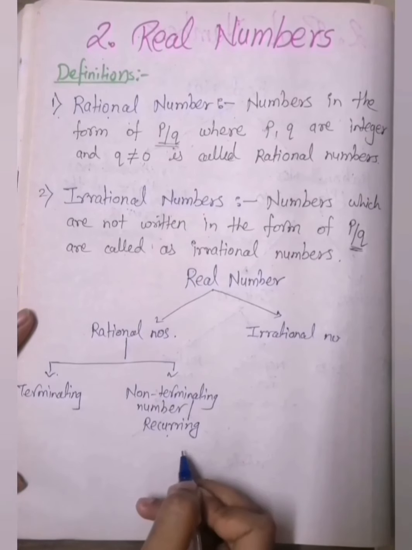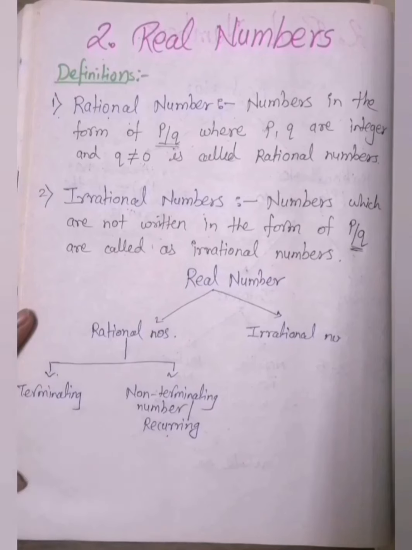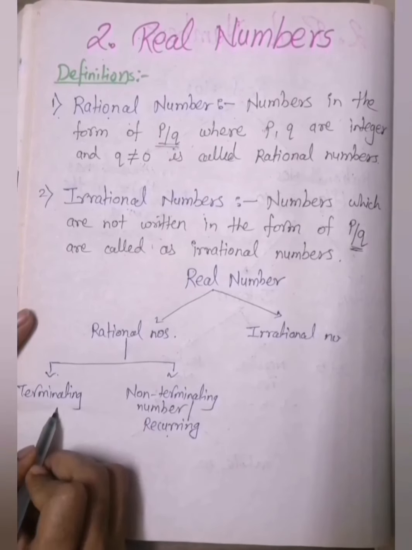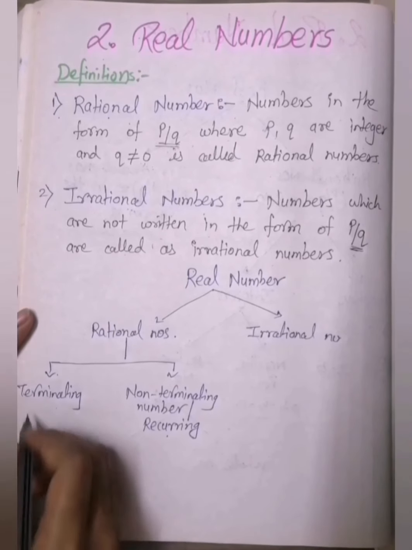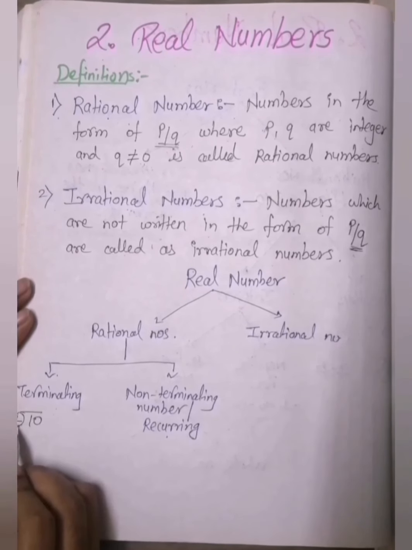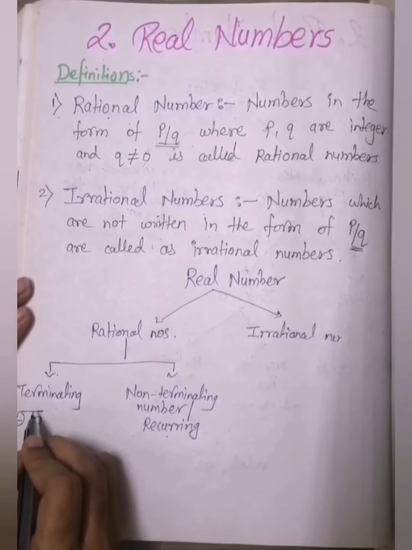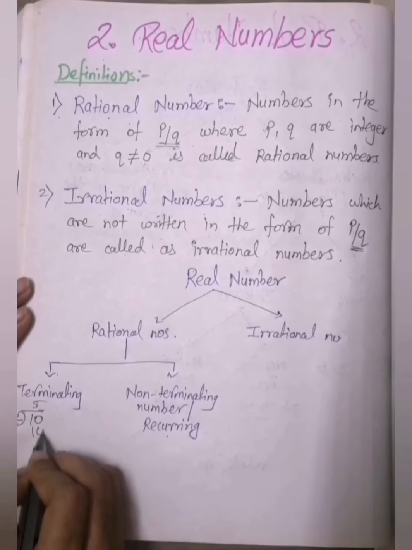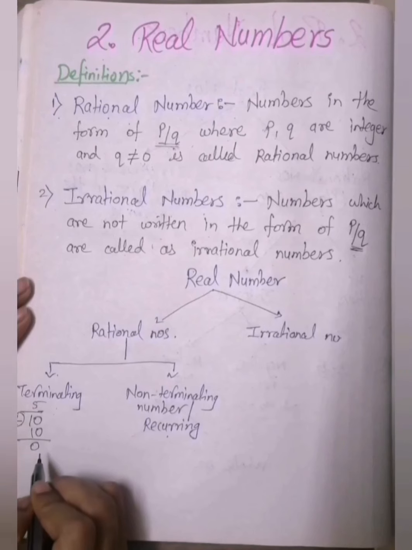Clear, students? First look at the example of terminating. Suppose I have 2 divided by 10. When I divide 2 by 10, I get 2 5s are 10. The remainder is 0. Clear? So this is called terminating.